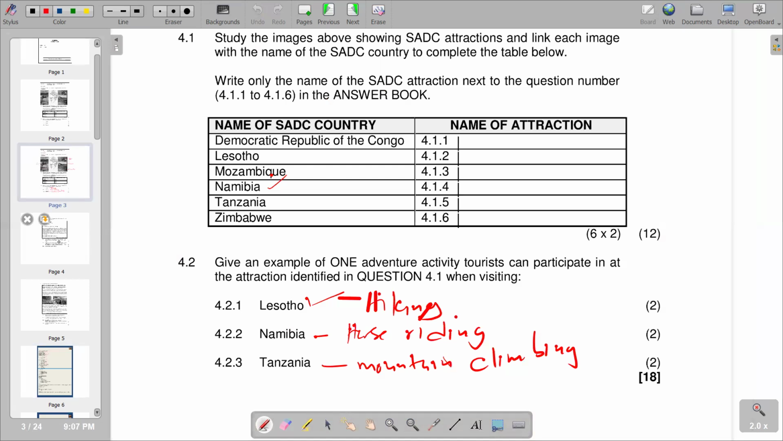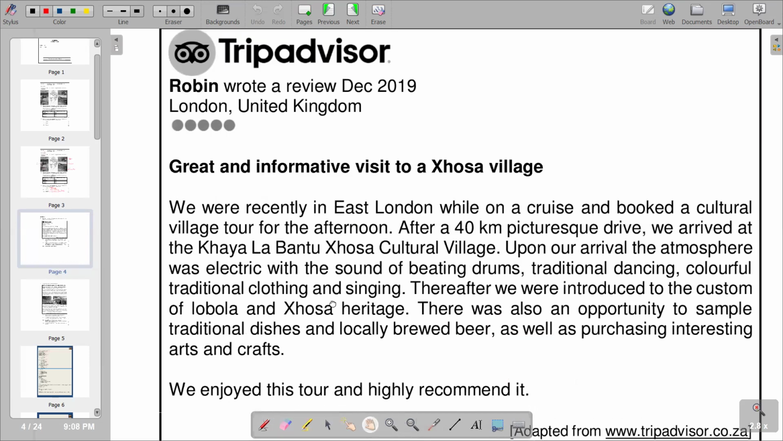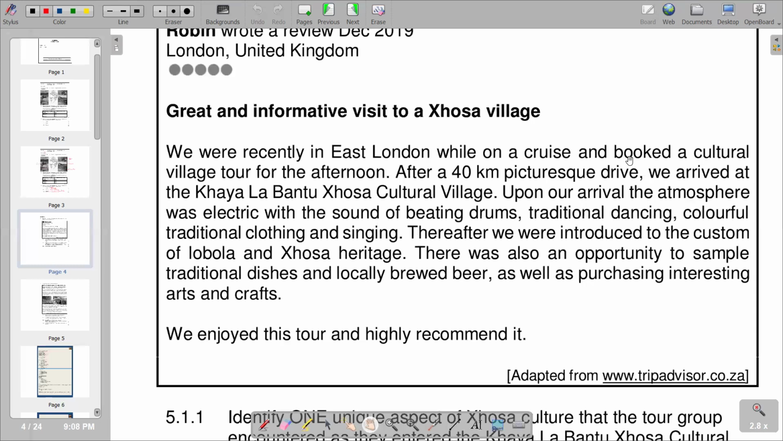So we go to the next question, which is now question 5, which reads, study the review posted on an online travel planner and answer the questions. So we are given a TripAdvisor review, which Robin wrote in December 2019, from London, United Kingdom. So we are given a scenario of a great and informative visit to a Xhosa village. So we can go through the information that we are given here so that we can be able to answer the questions below.